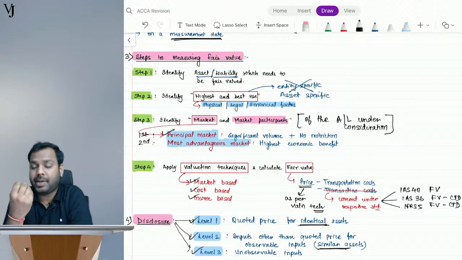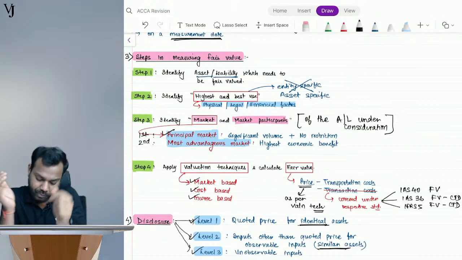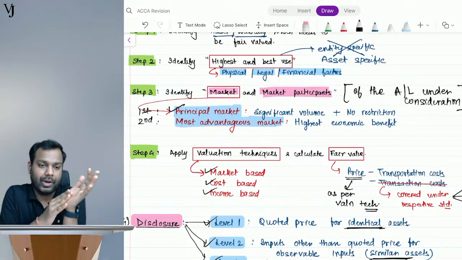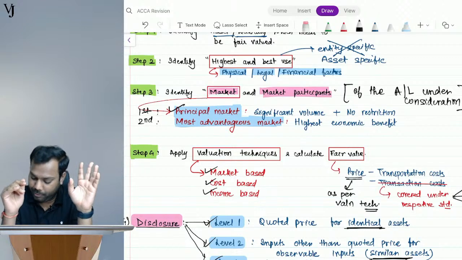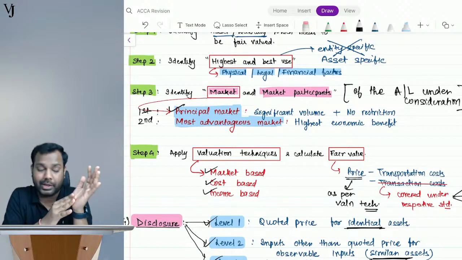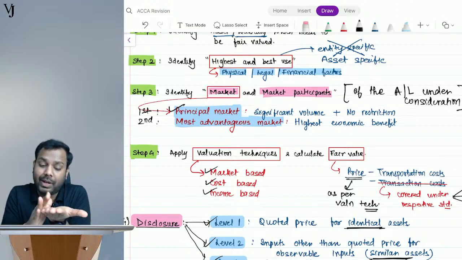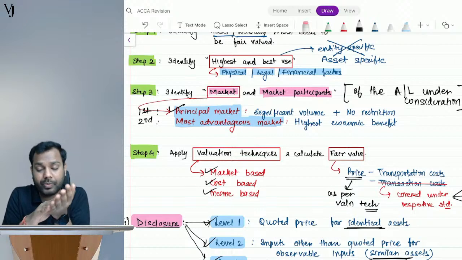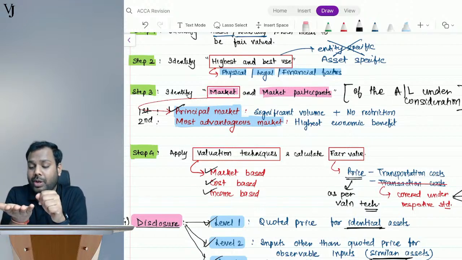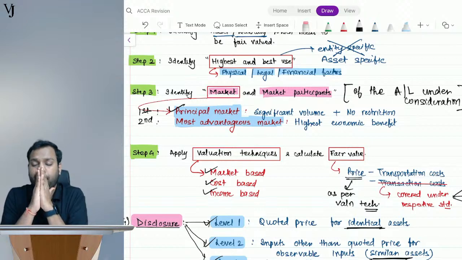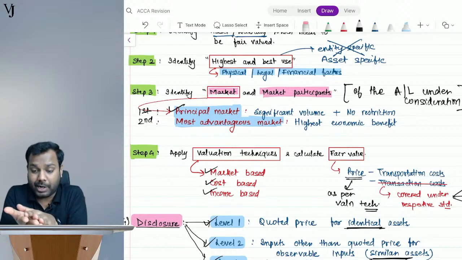Unquoted means basically, see, step 4 once again. Okay, fine. I have got 2 queries, step 4 and level 1, level 2, level 3. Okay, I'll explain. Understand. In step 1, you identify the asset or liability for which you have to calculate the fair value. In step number 2, you identified the highest and the best use. In step number 3, you assessed that in this market, either the principal market or the most advantageous market.